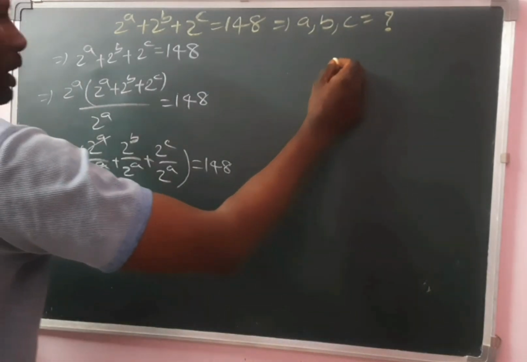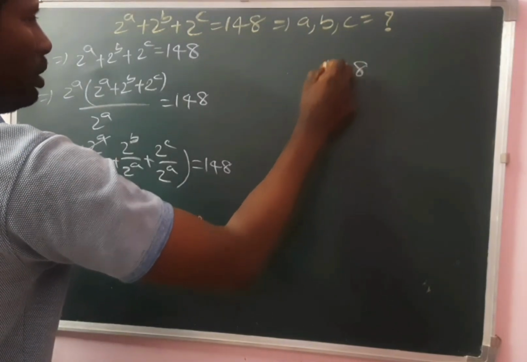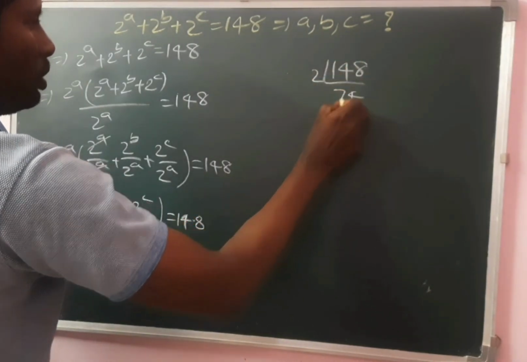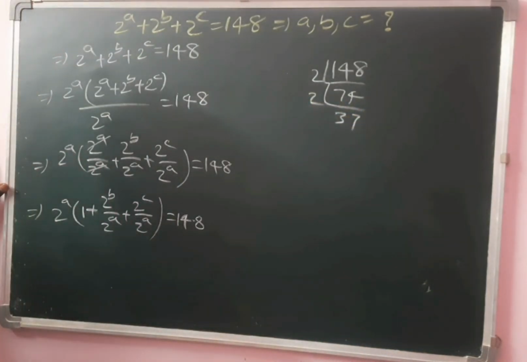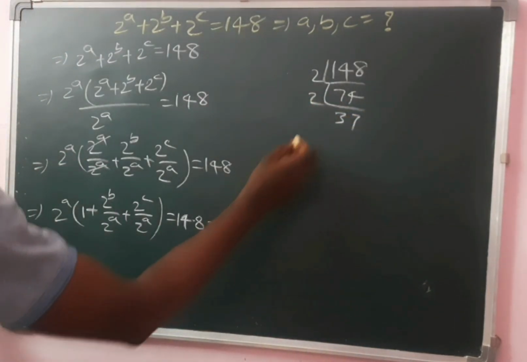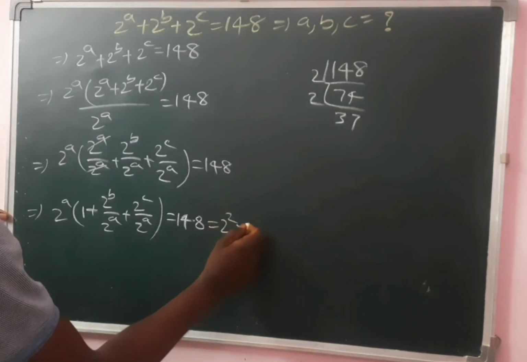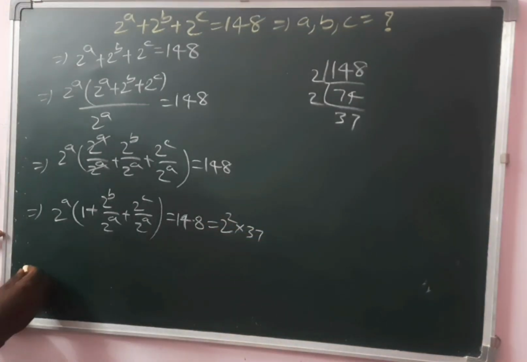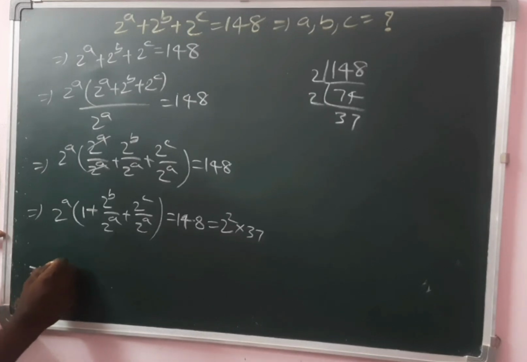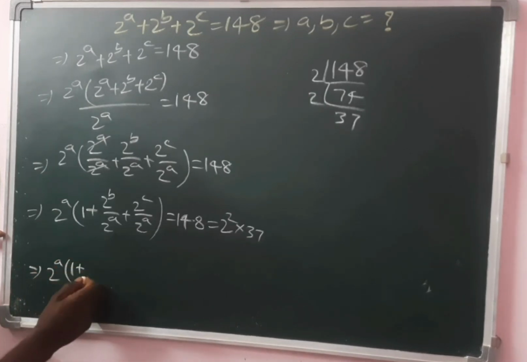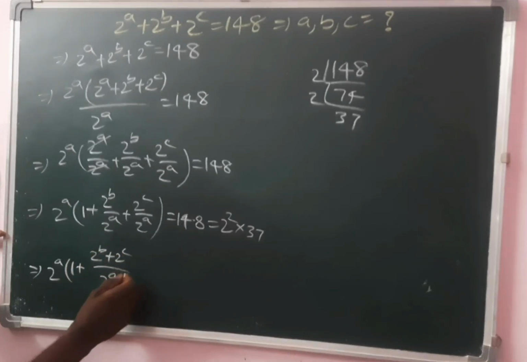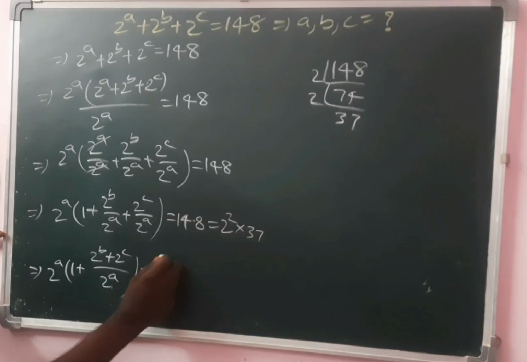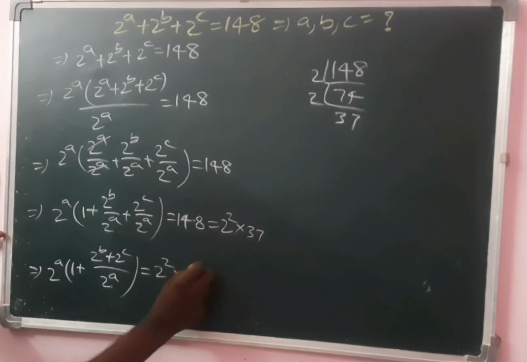సో 148 కు ఫ్యాక్టర్స్ తీసినట్లయితే 148 కు 2 7 జా 2 4 జా 2 3 జా 2 7 జా. సో 2 into 2 into 37 అంటే 2 into 2 అంటే 2 square into 37. సో దీన్ని ఏ విధంగా రాసుకోవచ్చు? 2 to the power of a into 1 plus ఇక్కడ 2 to the power of a కామన్ తీద్దాం. సో 2 to the power of b plus 2 to the power of c by 2 to the power of a is equals to 2 square into 37.